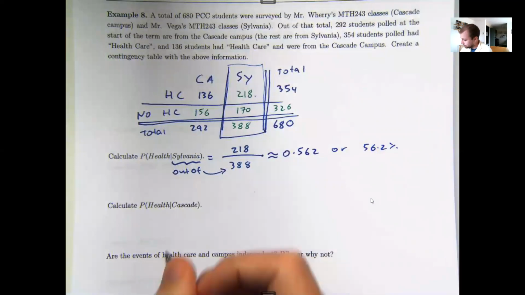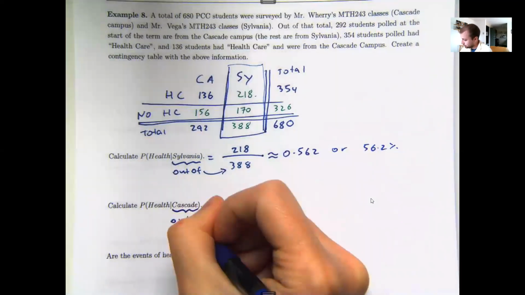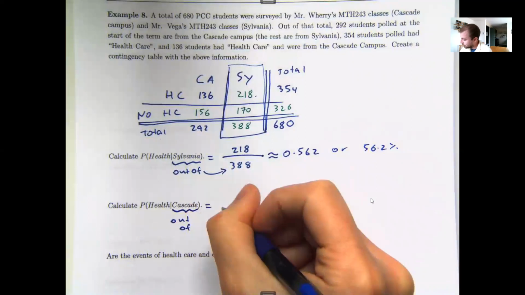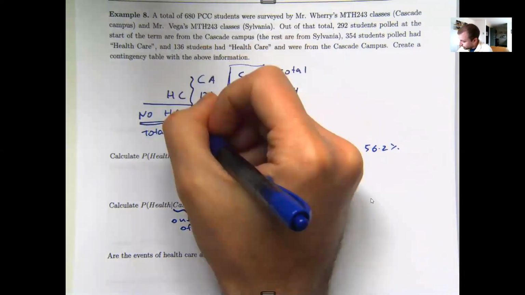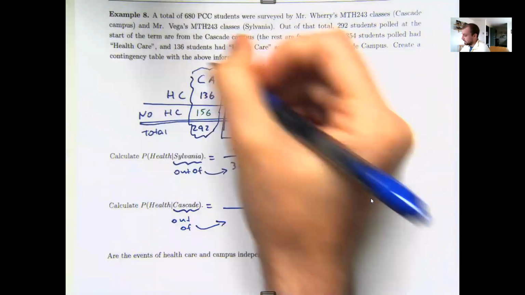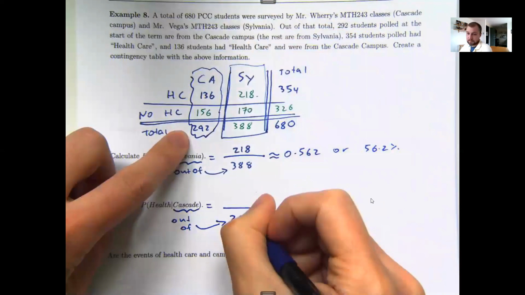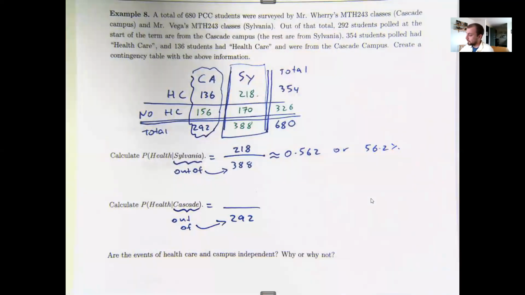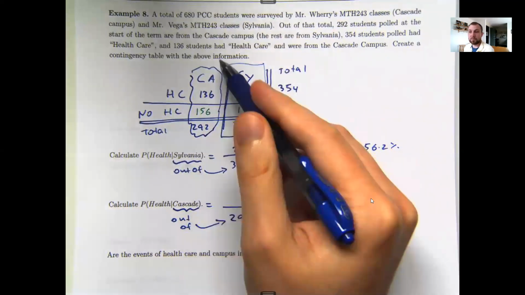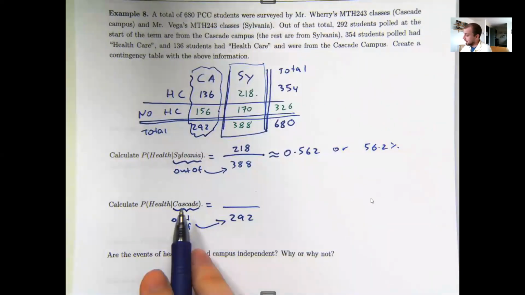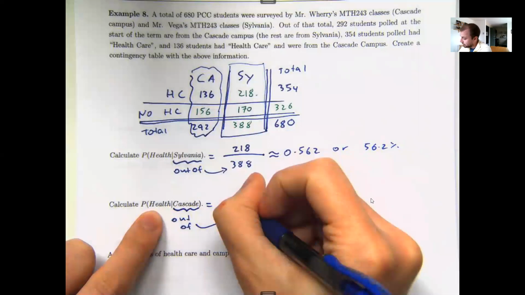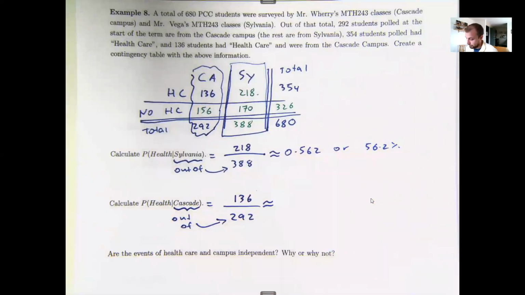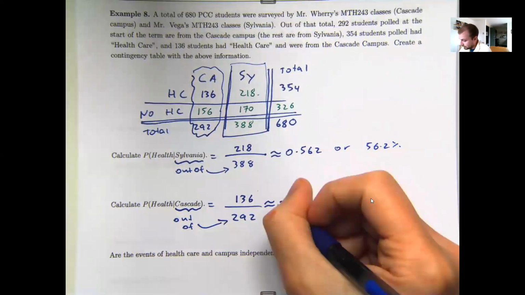Let's look at Cascade. Out of Cascade, so I'm dividing by Cascade now, and that's this first column. This was out of 292 people. I'm not allowed to leave Cascade when I'm answering this question. It's telling me my universe. And inside of this 292, the amount of healthcare that exists is 136. I'm doing 136 divided by 292. That gives me a percentage of 46.6%.